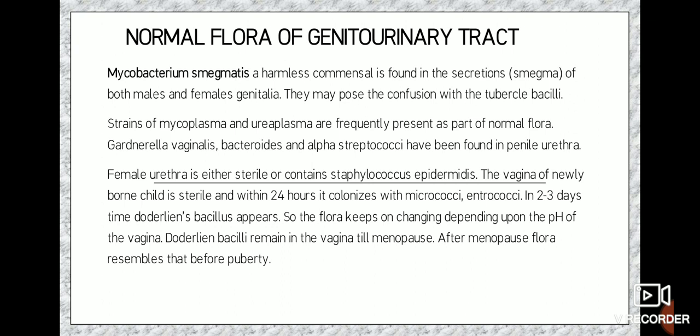The vagina of a newly born child is sterile and within 24 hours is colonized with micrococci and streptococci. In 2 to 3 days' time Doderlein bacillus appears. So the flora keeps on changing depending on the pH of the vagina. The Doderlein bacilli remain in the vagina until menopause. After menopause, the flora resembles that before puberty.